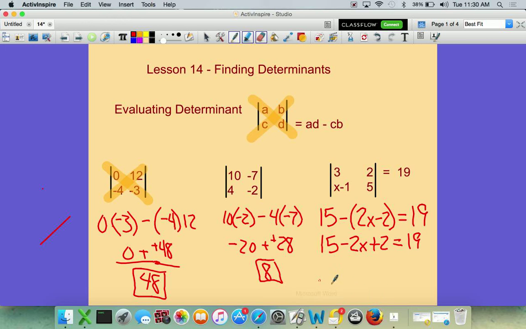Now, we're ready to solve for x. We combine like terms. So we've got 17 on this side, we subtract that over. So we get negative 2x equals 2. So x equals negative 1. And that's just solving for x once we use our determinant formula there. 2 by 2's, down minus up.